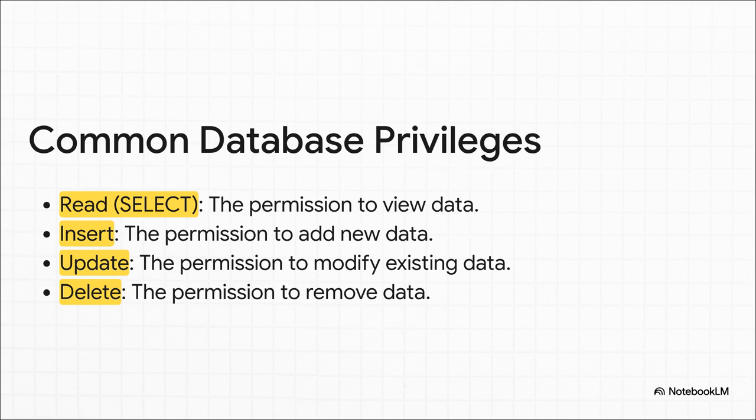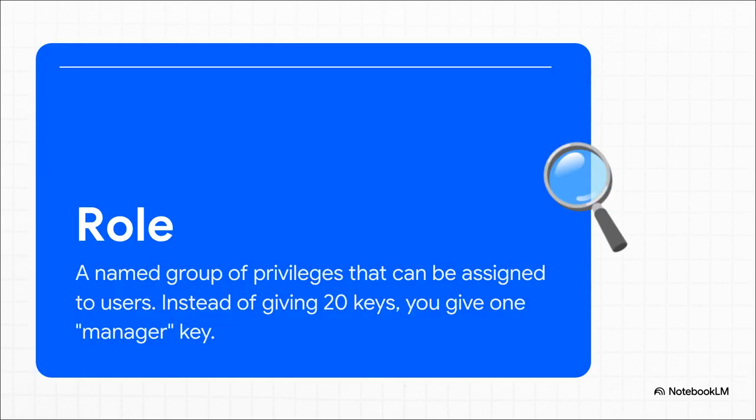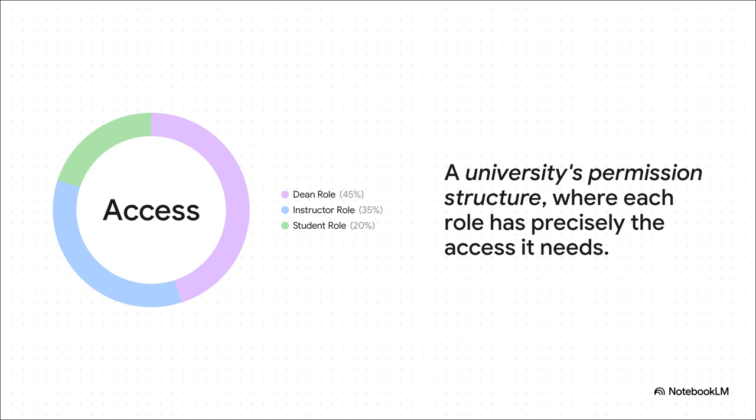Pretty much every security system you can think of is built on these four simple actions. Now, you can imagine that trying to hand out these permissions one by one to every single person would be a total nightmare, and that's exactly why we use roles. A role is just a way to bundle a whole set of privileges together under one convenient name. The analogy here is perfect. It's way easier to give someone the single manager key than to hand them a giant, clanking keyring with 20 different keys on it.